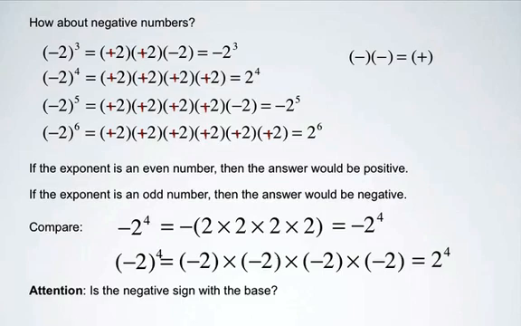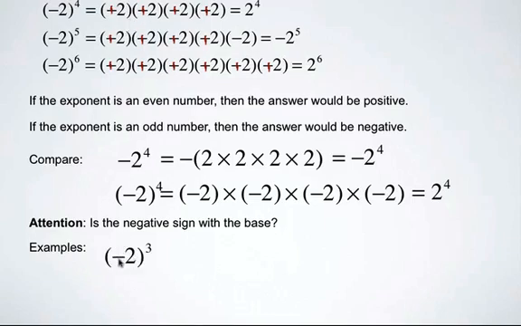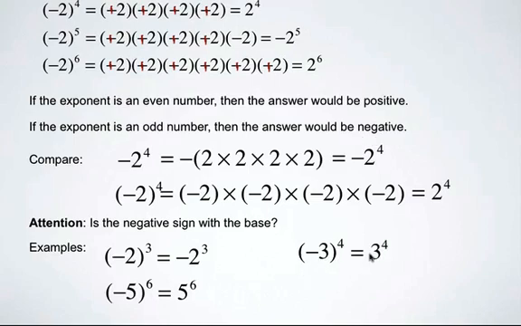Is the negative sign with the base? That's what we need to pay attention to. For example, the negative sign here is attached to the base. Here again, it's attached to the base. In this first one, since it's an odd exponent, then we're going to have a negative answer. And here, since the exponent is even, an even number, then our answer will be positive. Here we have an even number, so our answer will be positive.